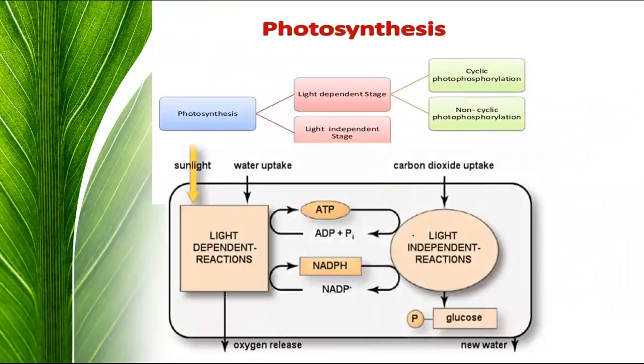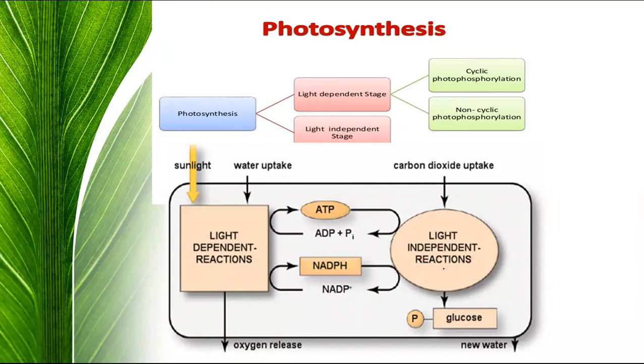Now photosynthesis has two kinds of stages: the light dependent stage and the light independent stage. The light dependent stage is called the light reaction, and the light independent stage is called the dark reaction. The light dependent stage is again divided into two types: cyclic photophosphorylation and non-cyclic photophosphorylation. Now look at this. This is the light dependent reaction. This is the grana, while this is the stroma, the fluid.